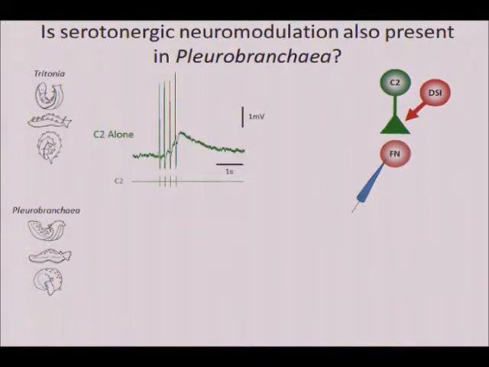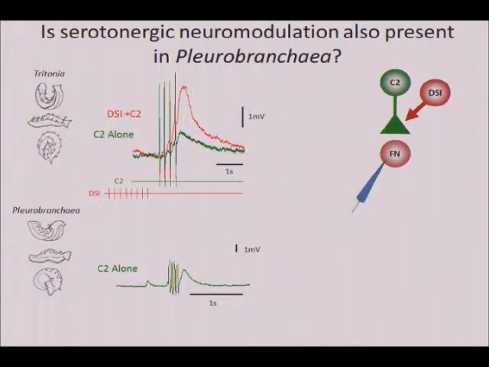If you stimulate C2, you can record these monosynaptic EPSPs in a follower. If you precede that with DSI, that synapse gets strengthened. And this is something that we've known for more than a decade now. So he looked at the same thing in Pleurobrachia. He found, again, that you can stimulate C2 alone, get an EPSP, stimulate C2 plus DSI, and that EPSP is enhanced. So yes, the neuromodulation is present in Pleurobrachia.